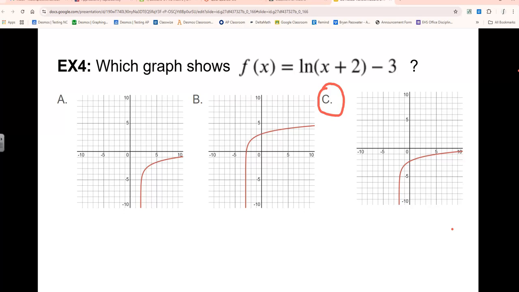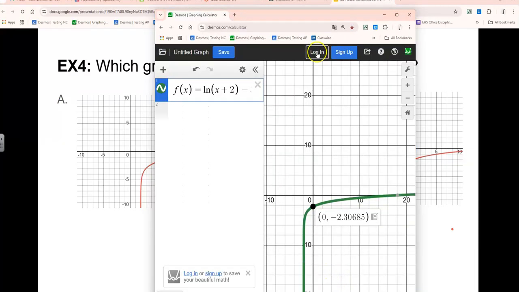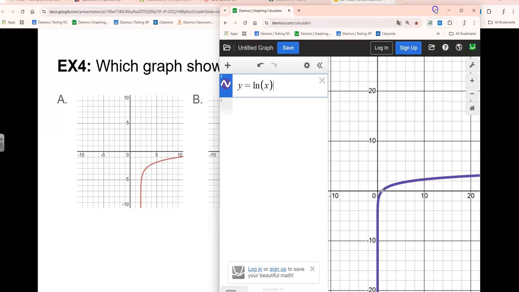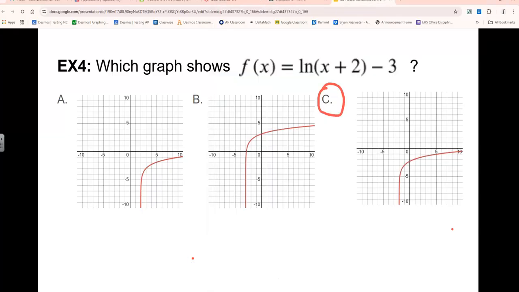But I could also just use transformations. Now, when I'm using transformations, it's important for me to know what the parent graph looks like. The parent graph, if I'm just looking at y equals natural log of x, it has a vertical asymptote at 0. It goes through the point 1, 0. Okay? So if I'm just using transformations, Hunter, what's going to happen to the graph right there? Oh, sorry. Whenever we have that +2, how does that move the graph?